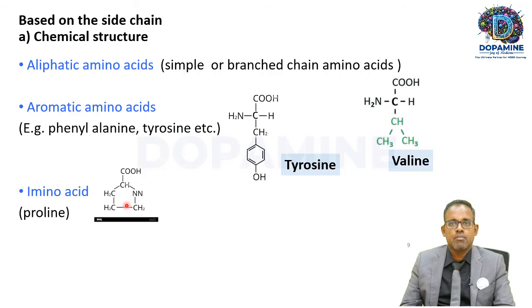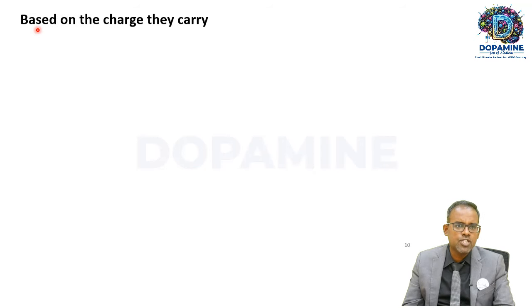This property makes proline present in the bends of alpha helices because it cannot be involved in bond formation. That's why in the bends of the alpha helices, you will see proline. If you see proline in a chain, there will be a kink in that area because of this property. So almost all amino acids are alpha, whereas proline is said to be an imino acid because of this structure. This group is called a secondary amine group. Okay, fine. So that's about the chemical structure. Now, based on the charge they carry.